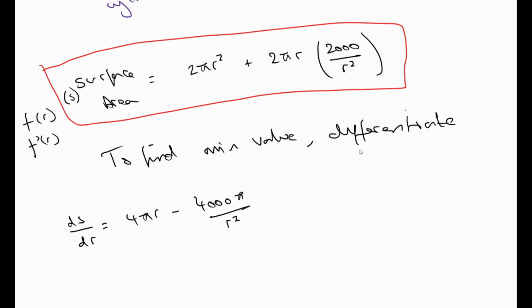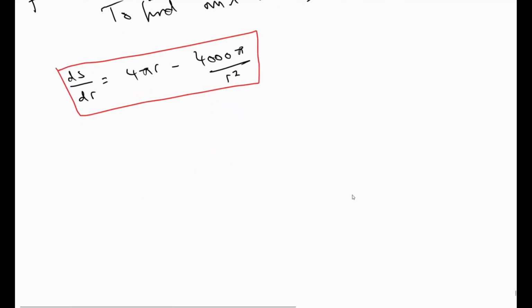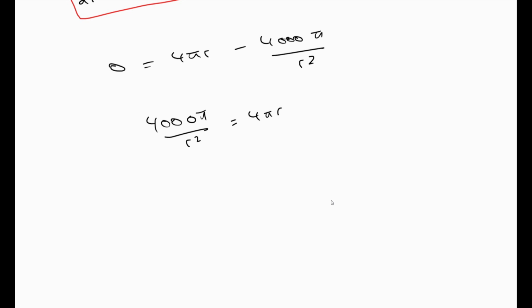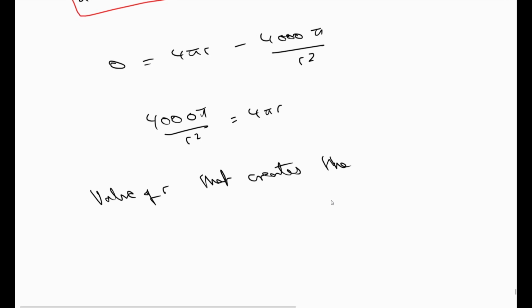And we have stationary values where there is no change in the function, so where ds over dr equals 0. So there's no change in the function. That means we have reached a stationary point, and that stationary point may be either maximum or minimum. So we set that equal to 0, and because r is the only variable, we make r the subject, and we solve for r. And that should give us a value of r equals 10. So the value of r that creates the minimum surface area is going to be 10.